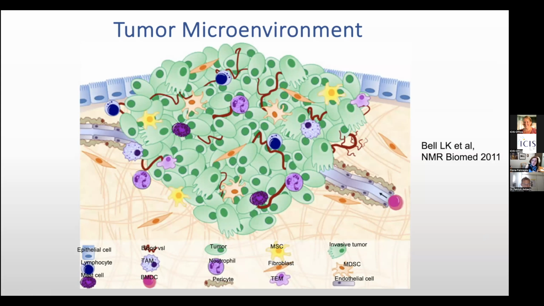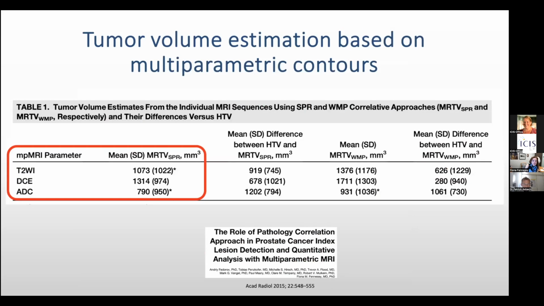So we did this study, and others have done it as well. If you were to estimate the margins of the tumor based on different sequences, this is based on T2, DCE, and ADC, not knowing which one is correct. This is the mean MRI-based tumor volume. Look at the differences here. These are millimeters cubed. T2 is 1073, DCE is bigger, 1314, and ADC is much smaller, 790. That's a big difference just in a mean number of patients.